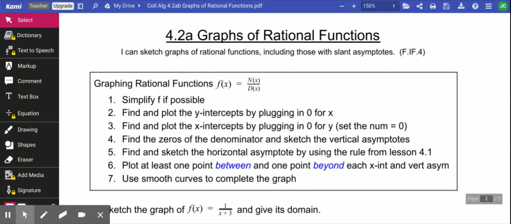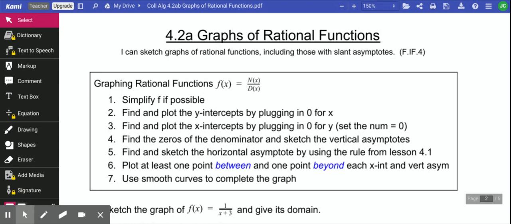In lesson 4.2, we're going to build on what we did in 4.1 with our asymptotes and use this to graph the rational function, so actually get the full graph of it. So a reminder that your rational function, you have a numerator and denominator. The first thing you want to do is simplify if possible. So factor stuff, see if stuff cancels, things like that.